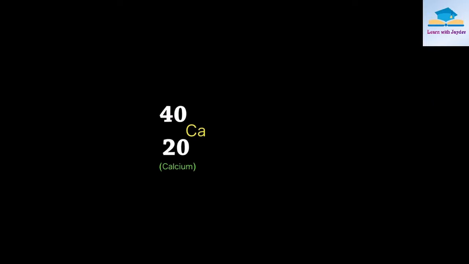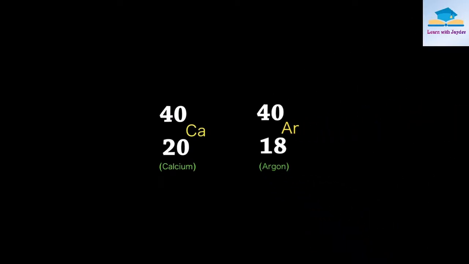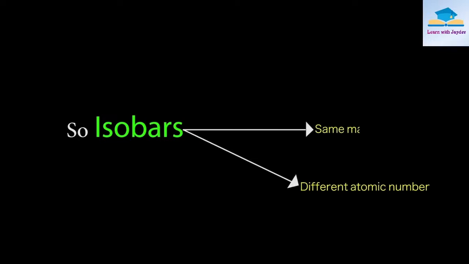Let us see a calcium atom and an argon atom. Here, the mass number, that is the total number of nucleons, is the same in both calcium and argon, but they have different atomic numbers. So we can say that atoms of different elements with different atomic numbers and the same mass number are known as isobars.